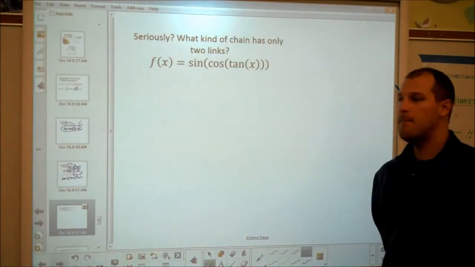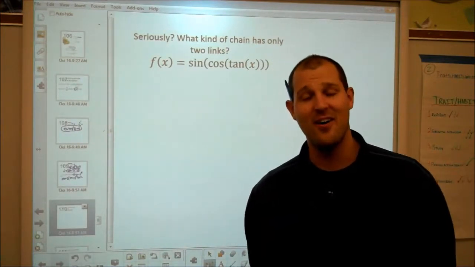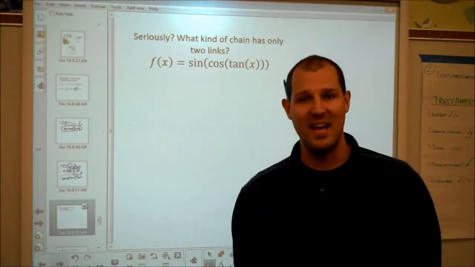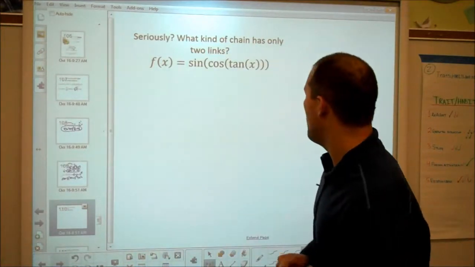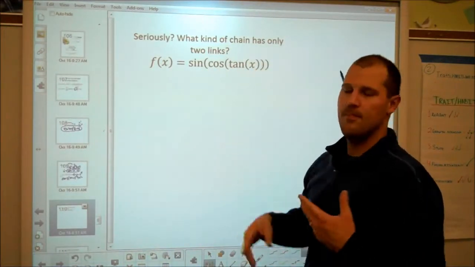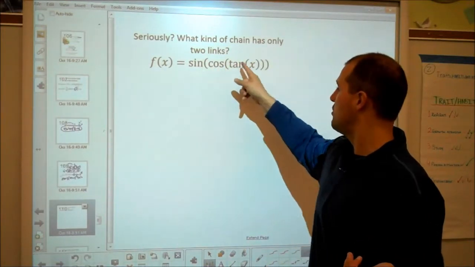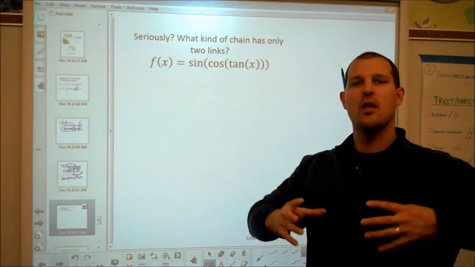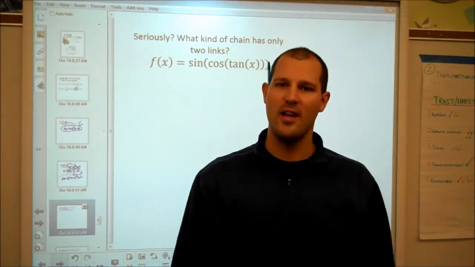Okay? But it wouldn't be a very good chain if it only had 2 links. That's not much of a chain at all. This rule applies to as many different functions, all composed together, as you like. So in this one we've got 1, sine of cosine of tangent of, okay, maybe 4. Sine of cosine of tangent of x. 1, 2, 3, 4. Okay, so let's go through this. The same rules apply. We start on the outside and we just work our way in until we get to the middle.